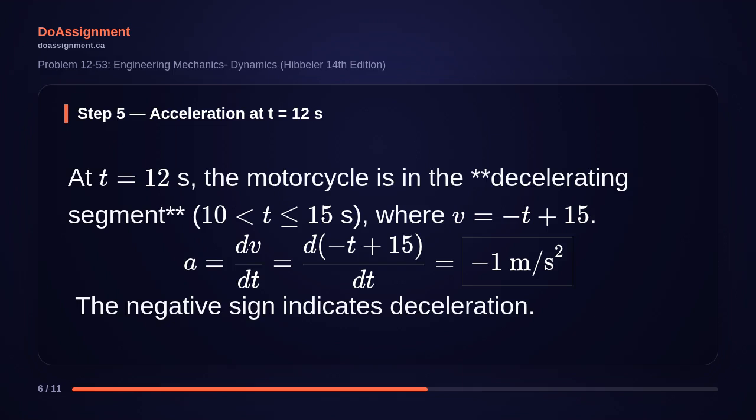At t equals 12 seconds, we are in the third segment, where velocity equals negative t plus 15. Differentiating with respect to time gives a constant slope of negative 1, so the acceleration at t equals 12 seconds is negative 1 meter per second squared, meaning the motorcycle is decelerating.